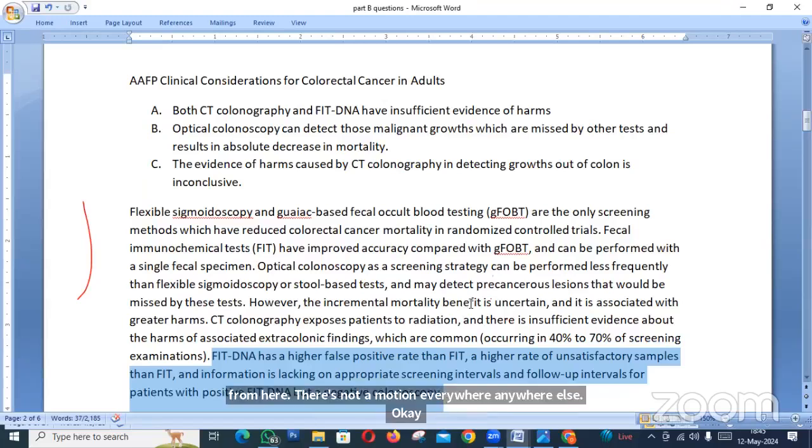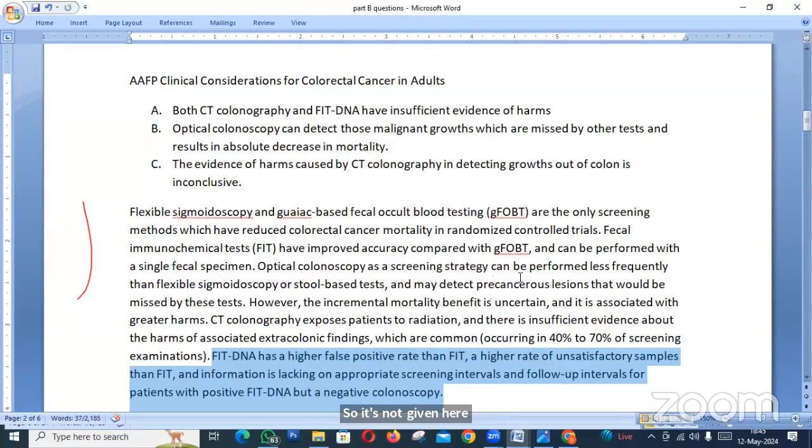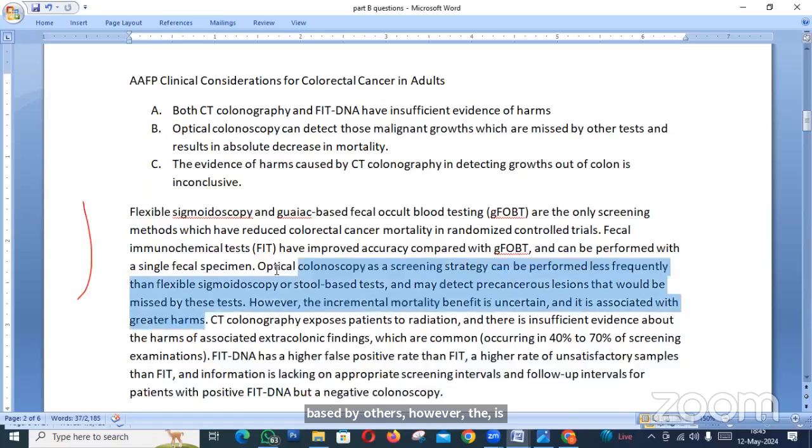The other thing I was thinking: optical colonoscopy as a screening strategy can be performed less frequently than flexible sigmoidoscopy, and may detect lesions which would be missed by others. However, the effect on mortality is uncertain and it is associated with greater harms. If I change it to say both CT colonography and optical colonoscopy have insufficient evidence of harms, then it is clearly wrong, because optical colonoscopy is associated with greater harms.